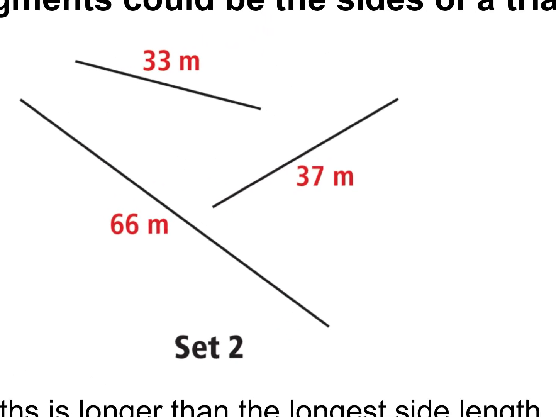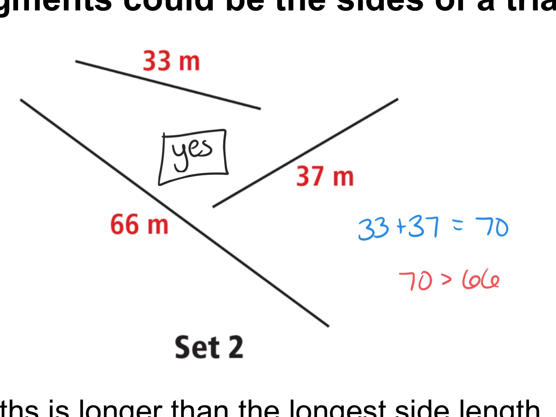How do I figure out if these 3 sides will make a triangle? Add the shortest ones, right? So we take 33 plus 37, which is 70. What does 70 have to be greater than? 66. The biggest side, 66. Is that true? Yes. So those 3 sides will make a triangle.